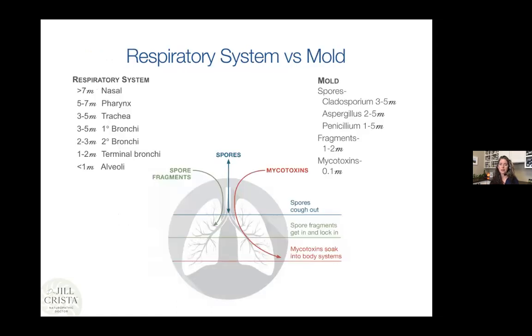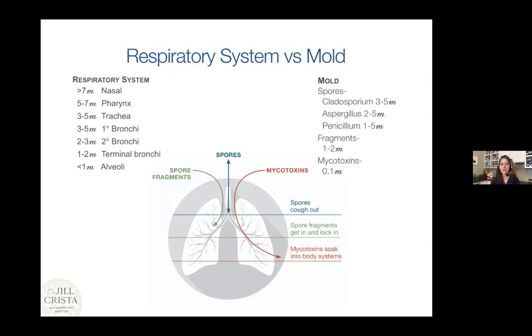This is a little diagram I made for myself when I was first learning about mold, just to understand how deep each of the factors of how mold can make you sick go into the lungs, so to speak. On the left-hand side, we have the respiratory system, and on the right-hand side, mold. Look at where we start to lose mucociliary clearance, the 1 to 2 micron range in the terminal bronchi. Now look over to the mold side. We have spores. The smallest one is 1 micron, a really small Penicillium spore. Fragments are 1 to 2 microns.